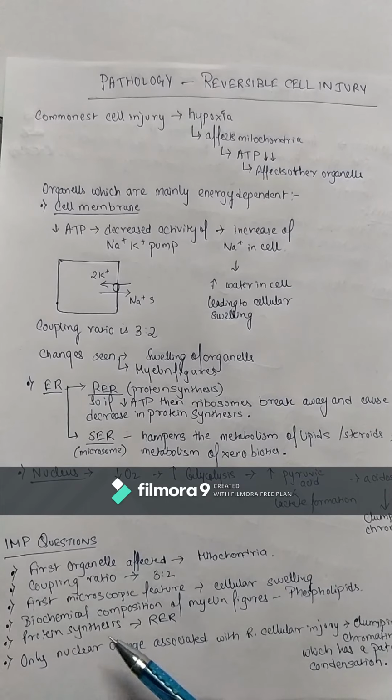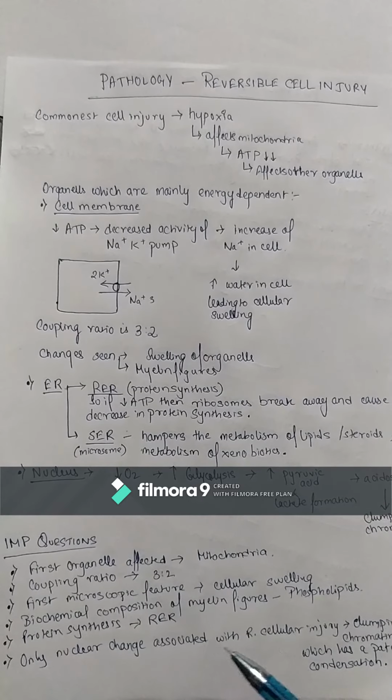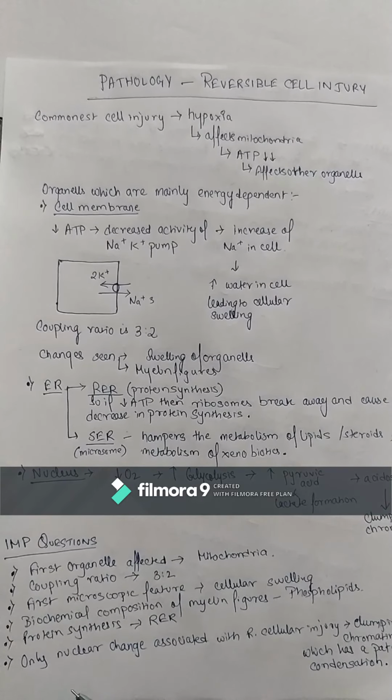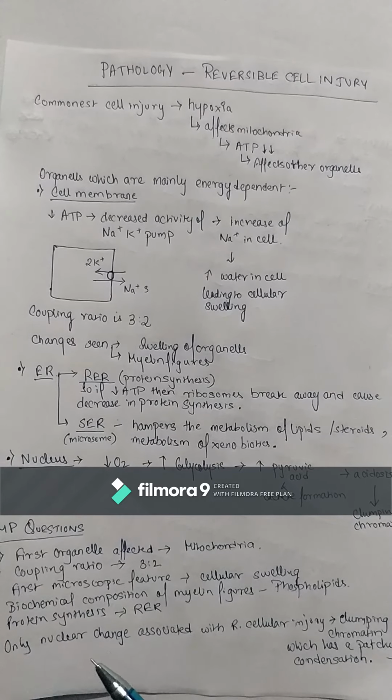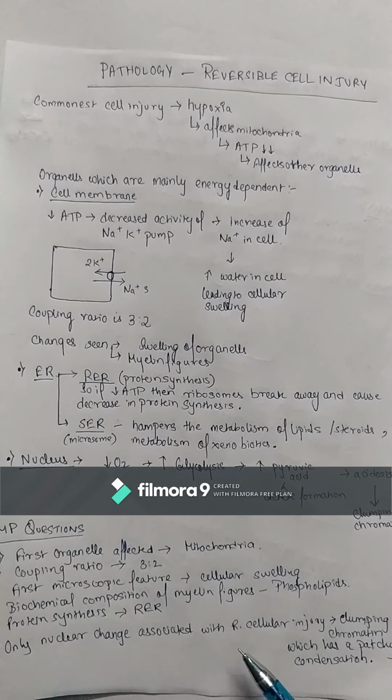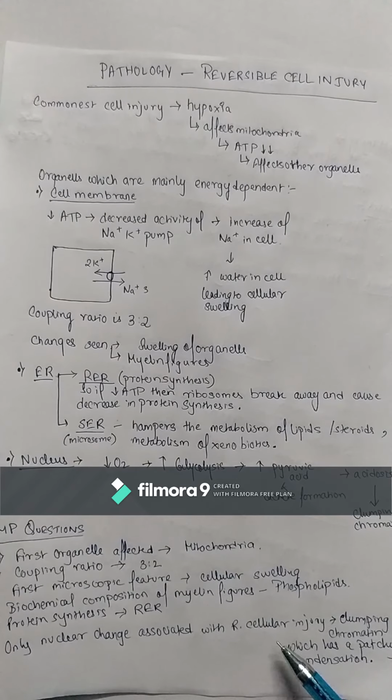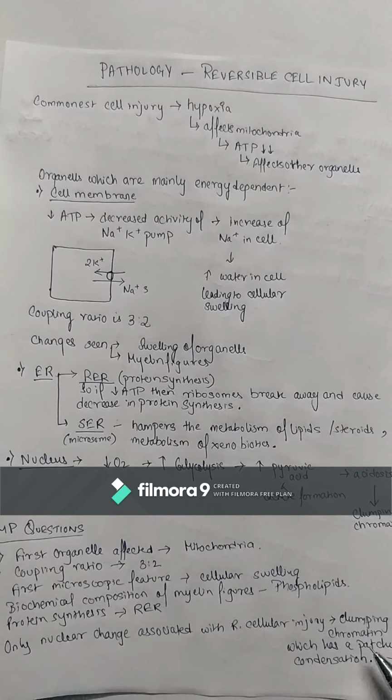The fourth one will be the biochemical composition of myelin figures, which is phospholipids. The fifth one is protein synthesis done by rough endoplasmic reticulum. And the last one is the only nuclear change associated with reversible cellular injury, which is clumping of chromatin, which has a patchy condensation.